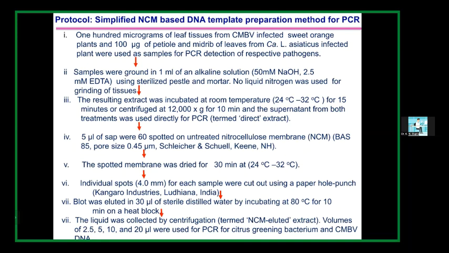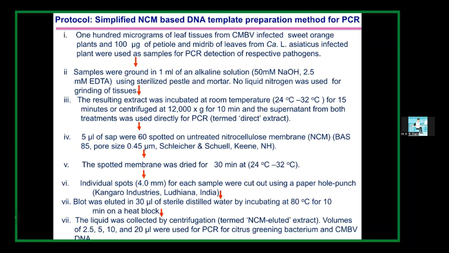Samples were ground in 1 ml of alkaline solution, 15 mM NaOH and 2.5 mM EDTA, using a sterile pestle and mortar. No liquid nitrogen was used for grinding the tissue, so this is a layman technology. The resulting extract was incubated at room temperature.